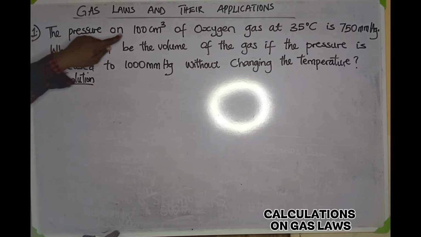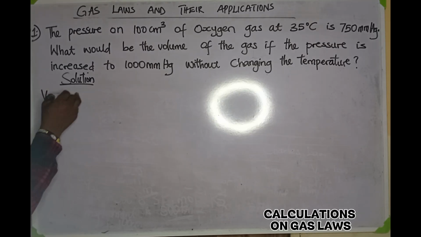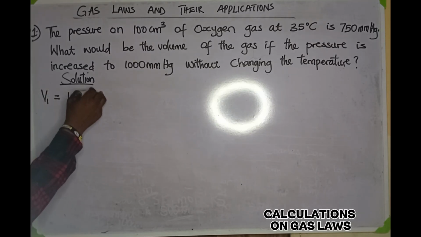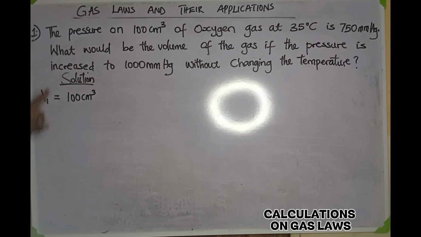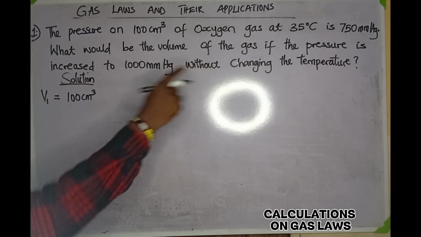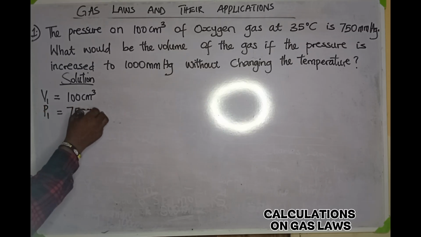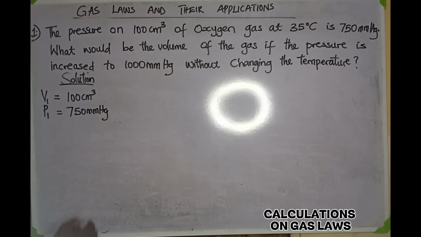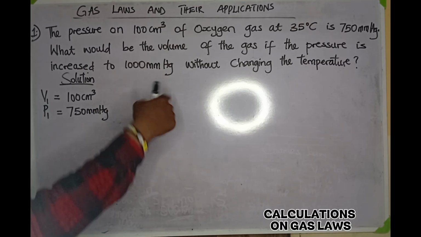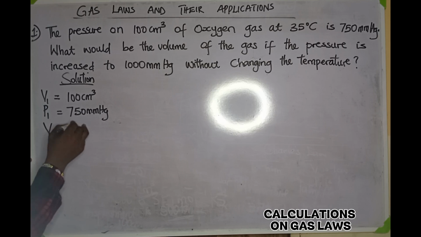The pressure on 100 cm cube of oxygen means that the volume of oxygen is 100 cm cube. That's the first volume, V1. At 35 degrees Celsius the pressure is 750 millimeters of mercury. Now, what will be the volume? They're asking about volume again, so this is the second volume, V2. That is what we are looking for.